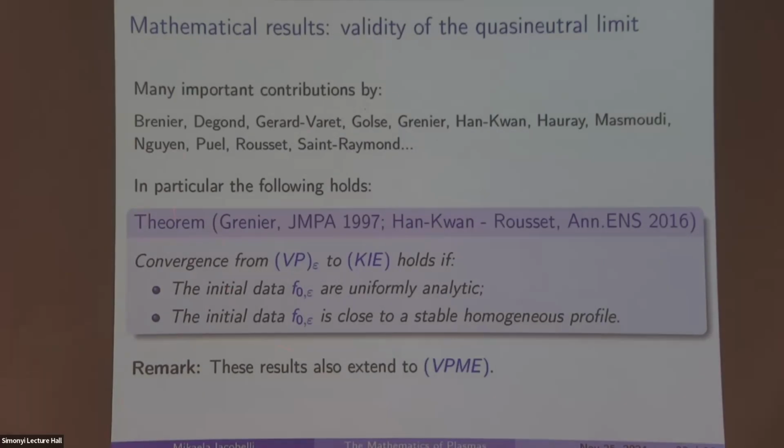And let me say that now we have two very good base theorems that say that the quasi-neutral limit is true, let's say in two situations. So one is like Grenier, the analytic framework. And the other one is Antoine Doucet, that can be Sobolev initial data. But it has to be Penrose stable.